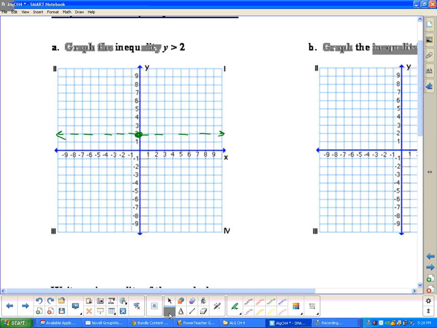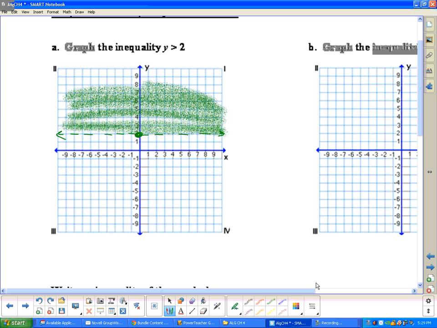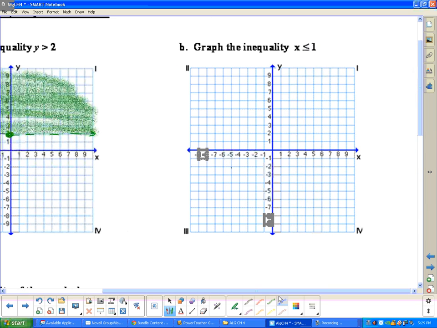This one's the only one that's going to be a little bit different. I have x is less than or equal to 1. So I have x, and if I cover up the bottom part of an x, I get a v for vertical. So that's another way you can tell. So I have x is less than or equal to 1. So on the x-axis, put a point at 1, and it's going to be a solid line, straight up, straight down.